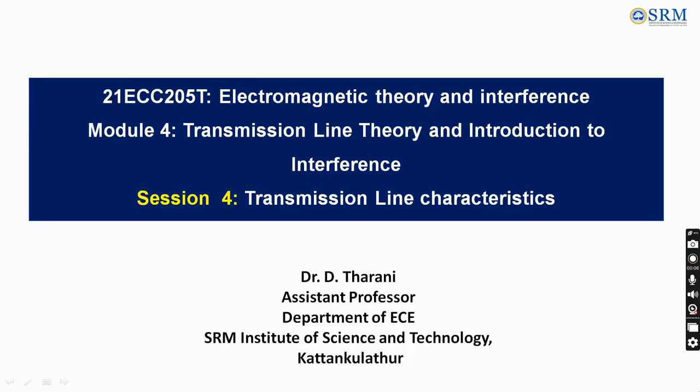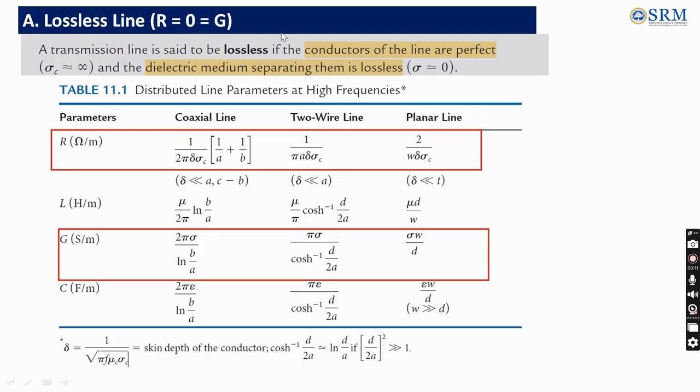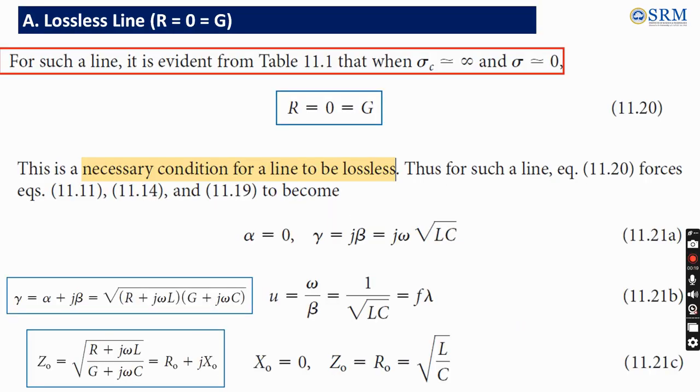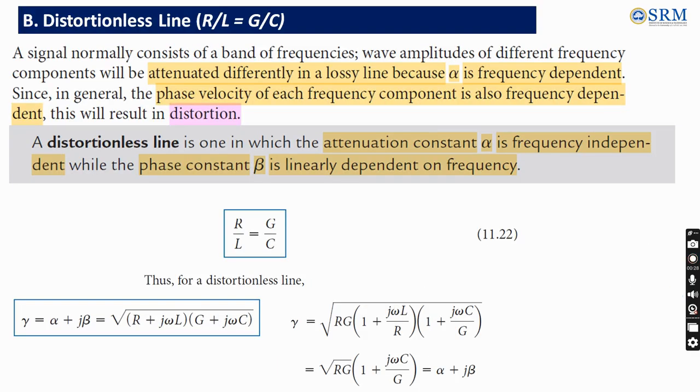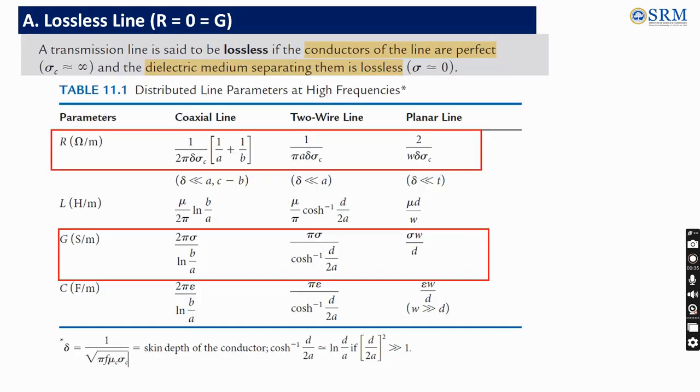In this session, let us see about the transmission line characteristics. In the previous session, we have seen the transmission line which is lossy, where the conductors are imperfect as well as the dielectric also imperfect. Now we are going to consider two special cases. One is the lossless line, which is useful for power transmission, and the other one is the distortionless line, which is useful for sending telephone signals. Now let us see what we mean by lossless transmission line.